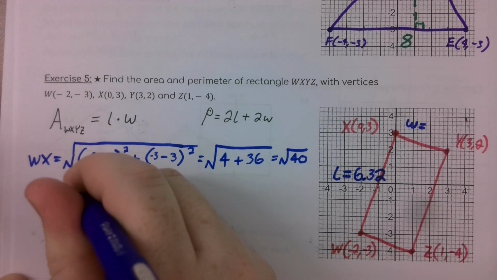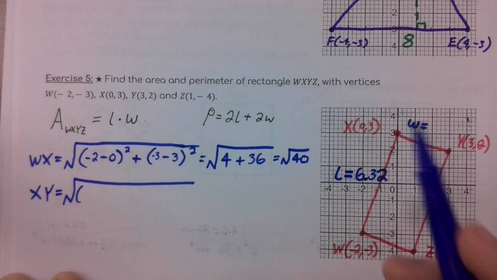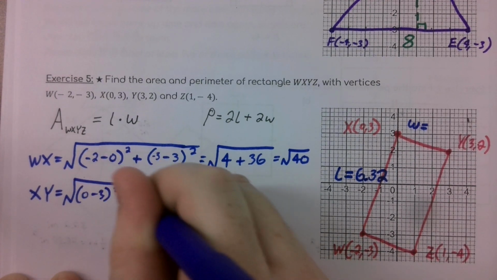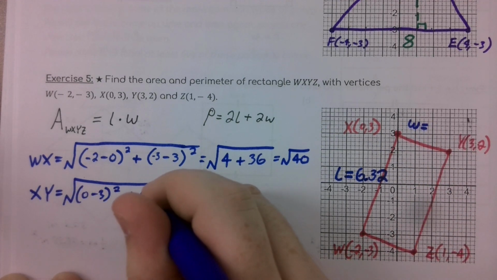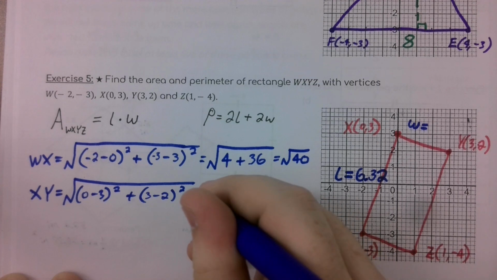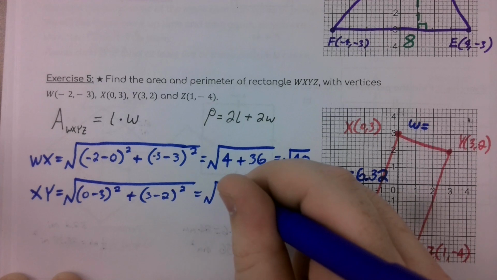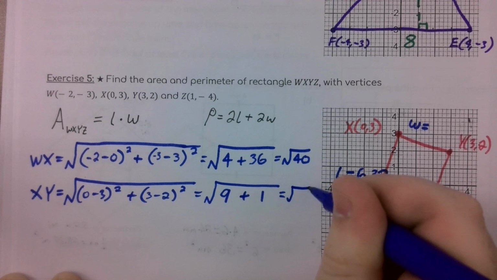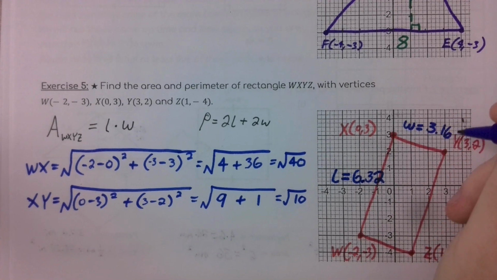Now I need to figure out the length of XY, the width of our rectangle. And it's just a matter of repeating the formula a second time. x1 minus x2, that'll be 0 minus 3 squared, plus y1 minus y2, that'll just be 3 minus 2 squared. 0 minus 3 is -3. Squared gives us 9. 3 minus 2 is 1. Squared is just 1. So we get the square root of 10. The square root of 10 ends up being about 3.16.